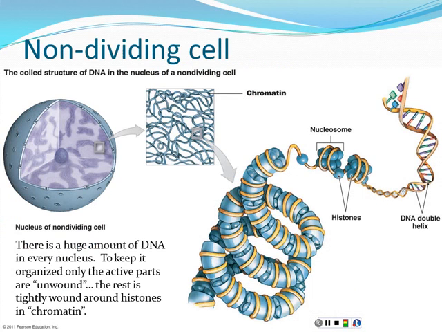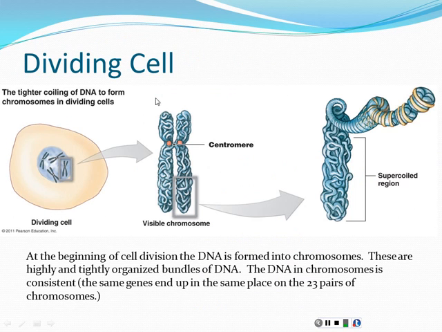So because there's so much DNA in the nucleus, it has to be organized or it would just be a mess for the cell to work with. So most of the DNA, particularly the DNA that's not being used, is kept sort of tightly wound around itself and around some proteins called histones, and they're formed into chromatin. So chromatin is basically compressed DNA that is not currently being used.